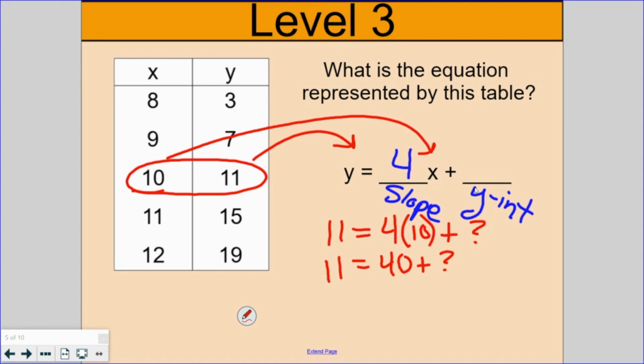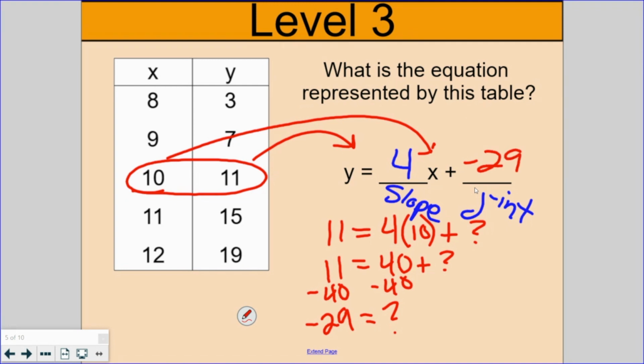So let's solve for the y-intercept by subtracting 40 from both sides. 11 minus 40 is negative 29. That equals our question mark. Oh, let's see. Did we figure out what our y-intercept was? This was our question mark. Let's plug in our negative 29. Whoops.